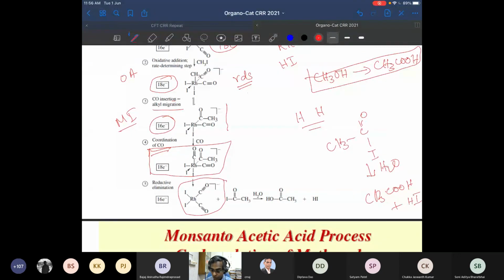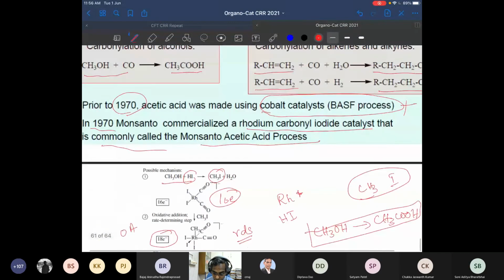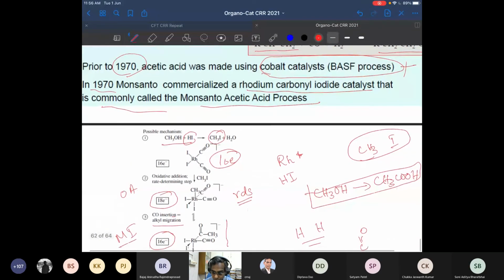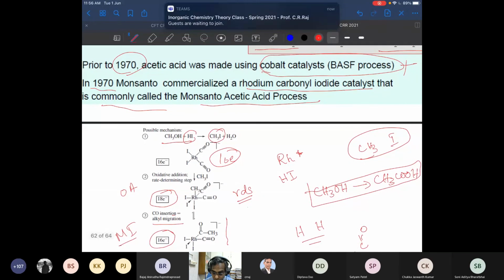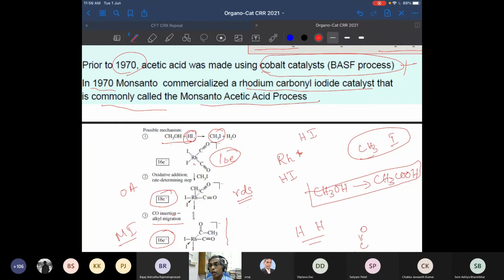I hope you understand the beauty. I need the HI for the next cycle. I initially started with methanol and hydrogen iodide and the catalyst. What I call the hydrogen iodide is basically a co-catalyst.